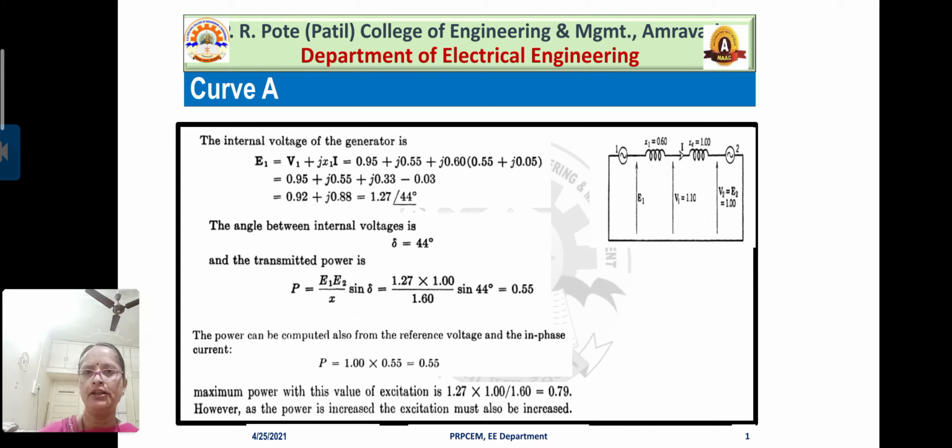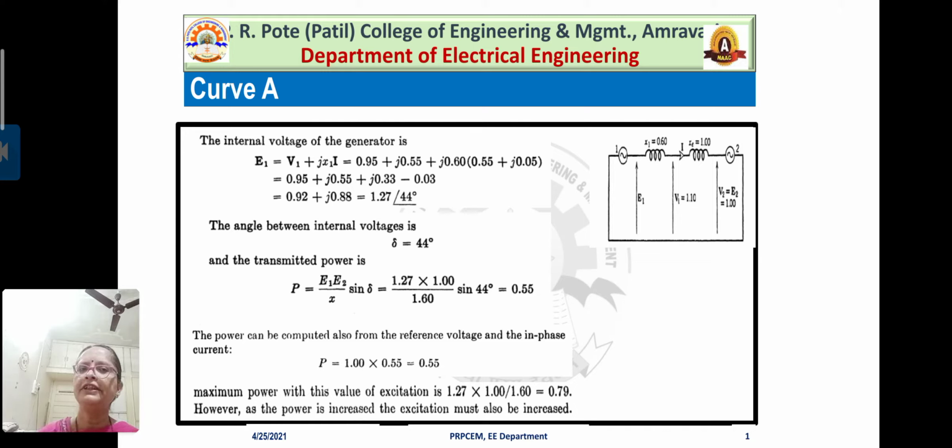Mark that on the power angle curves, for power angle curve A. The power can be computed from the reference voltage and the in-phase current as 0.55. Reference voltage, of course, is 1, and 0.55 is the current, so P equals V I, simple. And the maximum power with this value of excitation is EV by X. What we obtain is 0.79, the steady state stability limit, P max.